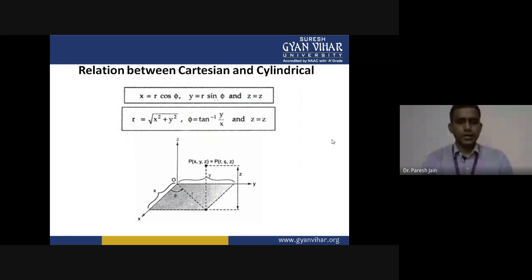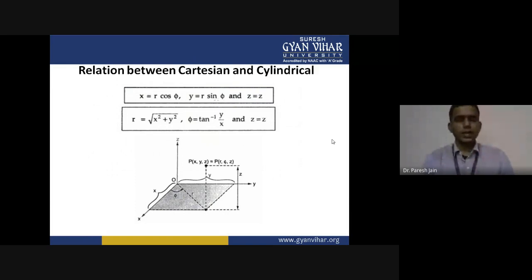So x is defined in the Cartesian coordinate system as r cos phi in terms of the cylindrical coordinate system. Y in the Cartesian coordinate system is defined as r sin phi in terms of the cylindrical coordinate system. And z is the same as z, because there is no change in the Cartesian to cylindrical coordinate system. Z is the same.